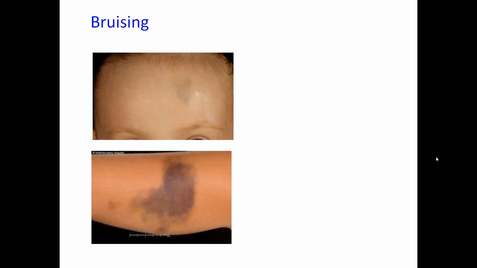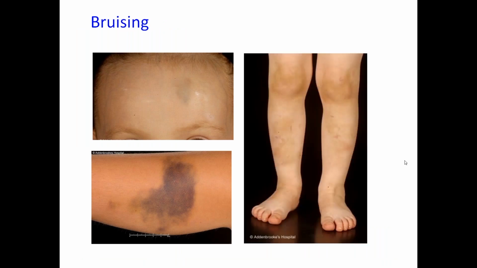Bruising, very common. Again, the forehead, and you can see that with scarring on the forehead, a larger bruise in this lady on her arm. And then you see it more diffusely on the legs where the accidents tend to occur.